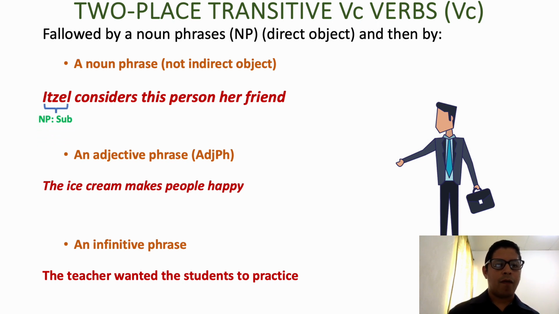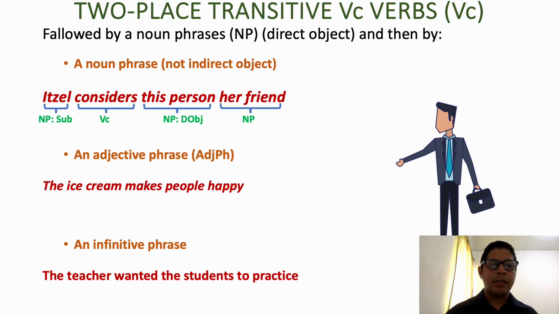Itself, that is a noun phrase functioning as the subject. Consider, that is the VC. This person, that is the noun phrase functioning as the direct object, so far is related to the previous one, that is the VG. But what makes the difference? This is a noun phrase, but it's not functioning as an indirect object. Got it? It's a noun phrase, but if you pay attention, her friend basically is an object complement. So it gives you more details about this person, that is her friend.